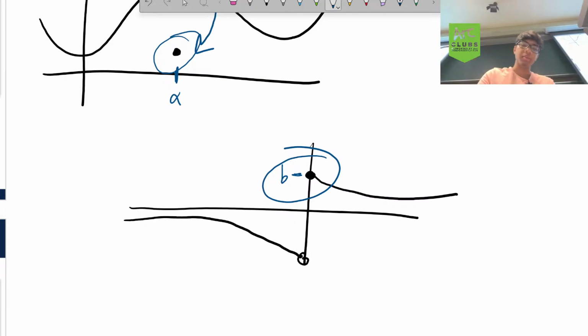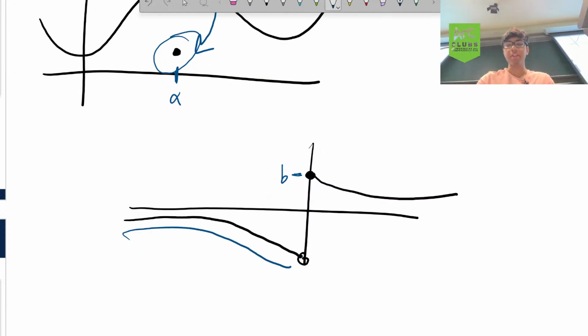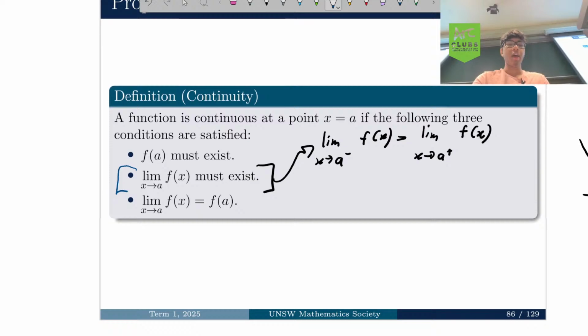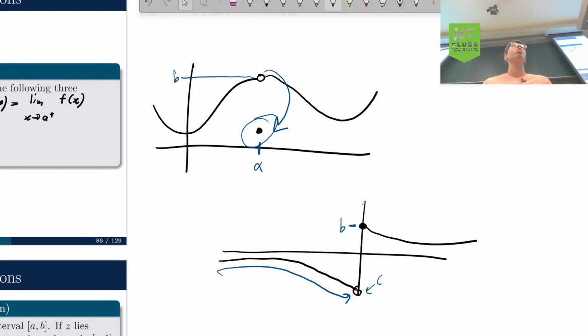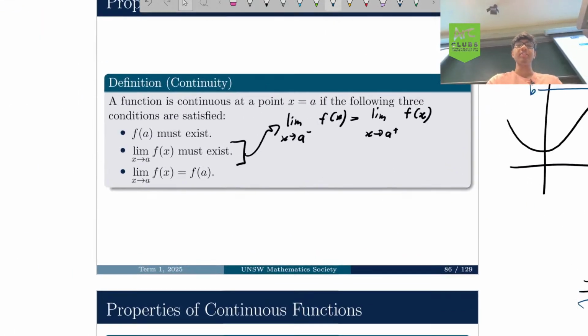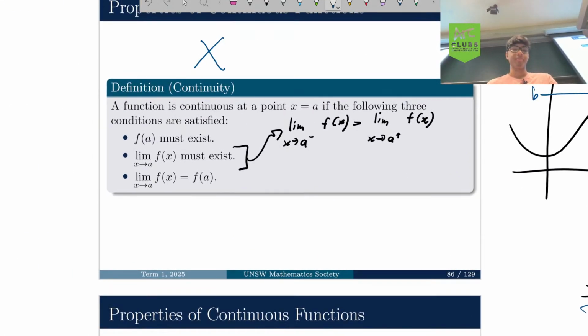But what about the left-hand limit? The left-hand limit comes down here, and it goes to an open circle. Let's call this point c. These two mean that the limit as x tends to a of f of x does not exist. The left-hand and right-hand limits do not agree with each other. They go to different points. Because they go to different points, I say the limit does not exist, hence this function is not continuous.